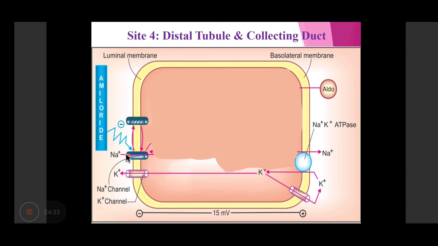A word about potassium here. Since all this sodium is coming inside, to maintain electrical neutrality, a similar amount of potassium is excreted back into the lumen, so as to maintain a balance in the electrical neutrality.